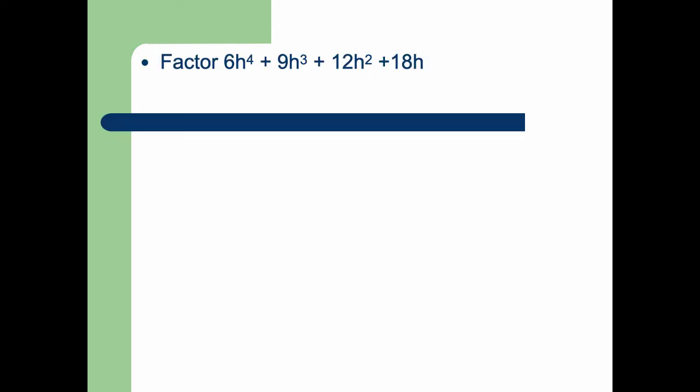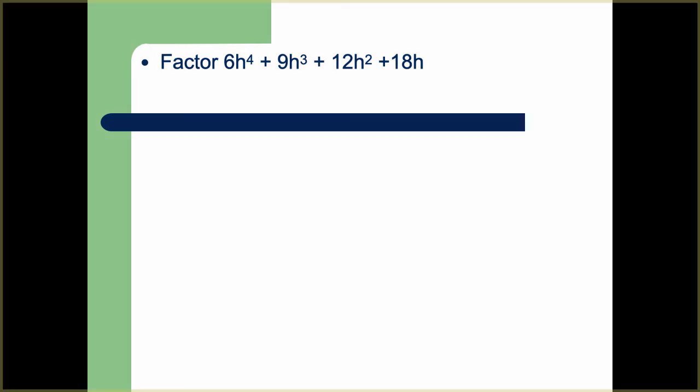One thing we should look at whenever we factor anything is we should always look to see, before we even start grouping things, is there a GCF right away? Can we pull out a common factor from 6h to the 4th, 9h cubed, 12h squared, and 18h? And if you notice, they all have a variable of h. That means we can at least pull out an h. And then 6, 9, 12, and 18 are all multiples of 3, so we can divide them all by 3 or factor out a 3. So we can pull out a 3h before we do anything else.